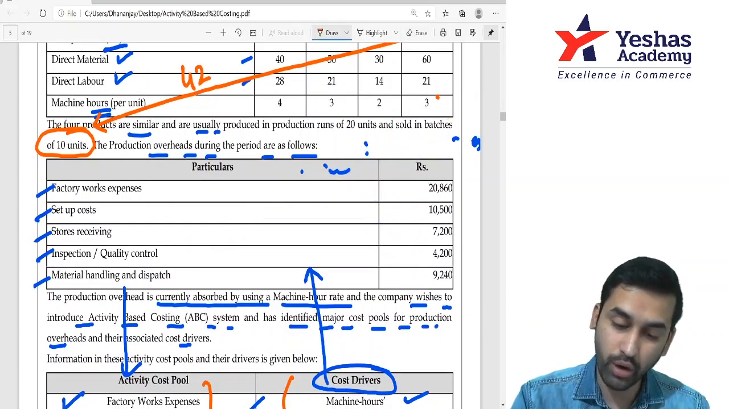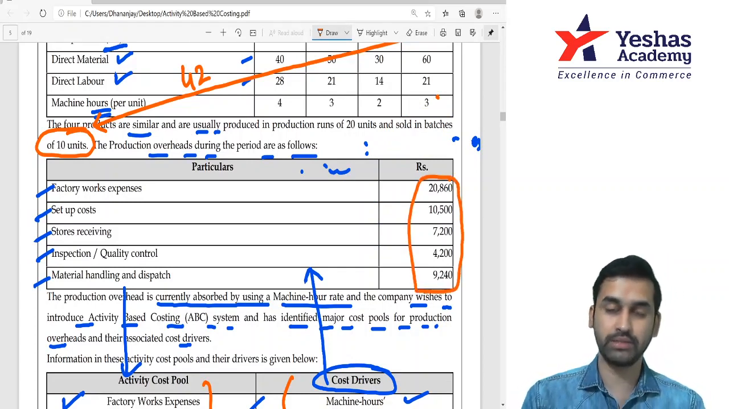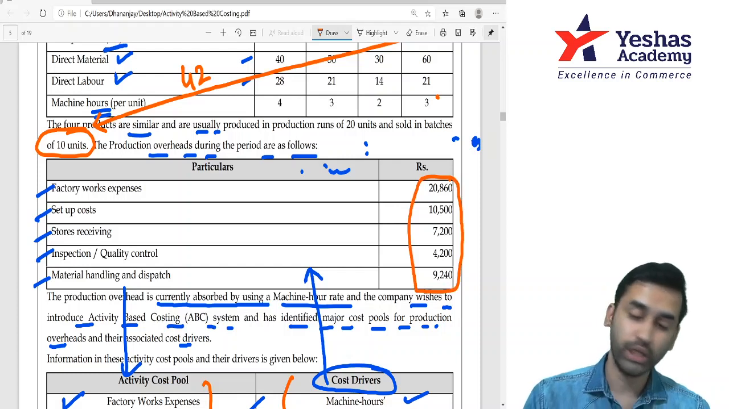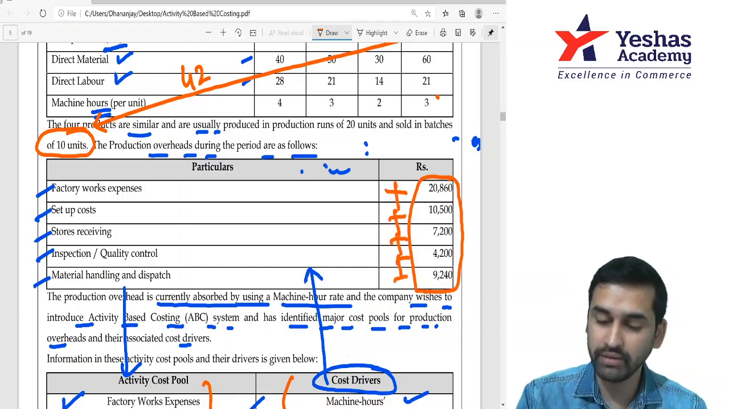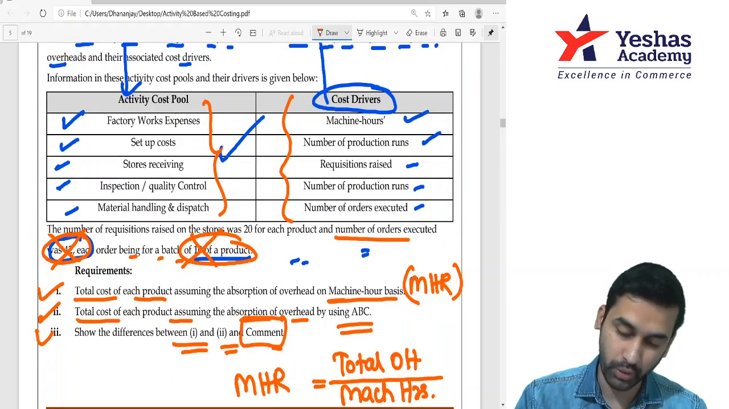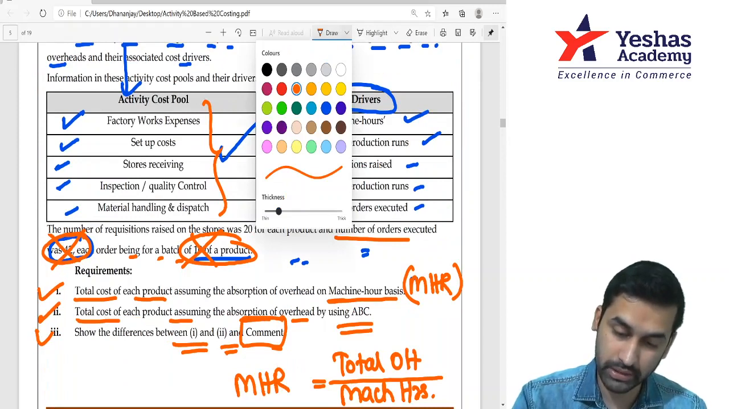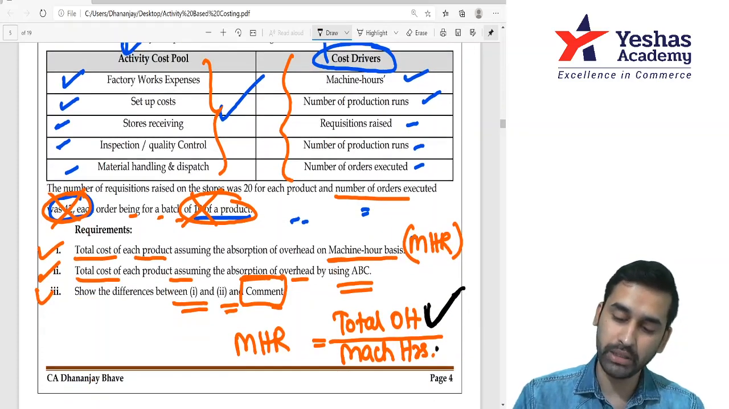Sir, if you add all these overheads, all 5, you will get the total overhead. Perfect. So I will add all of this and get one number. That will be my numerator. Okay, so this is done. When I add all of this, I will get this number. To be divided by machine hours.